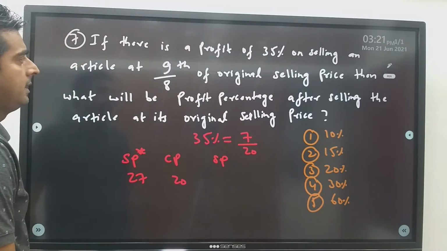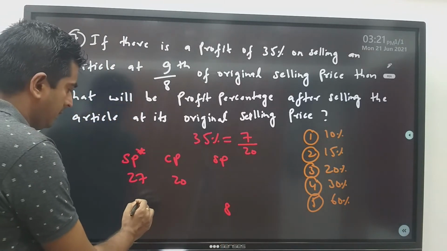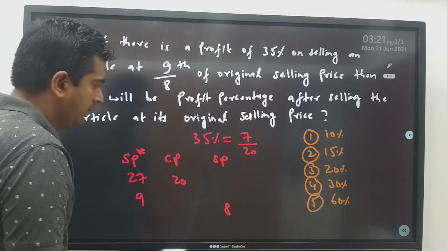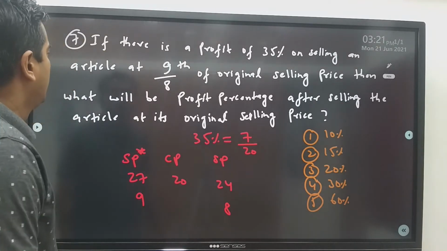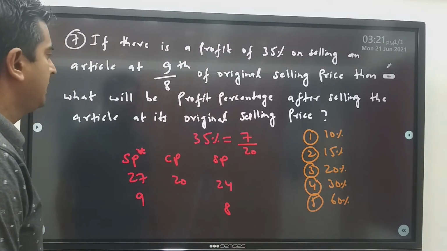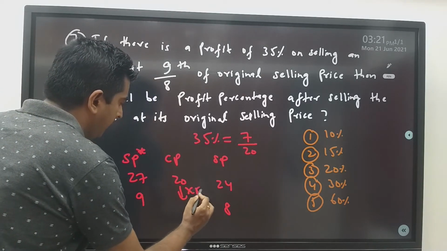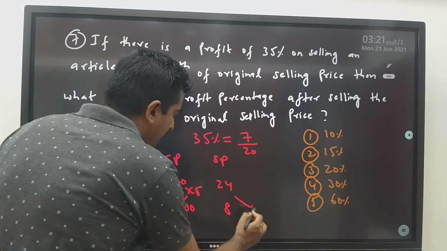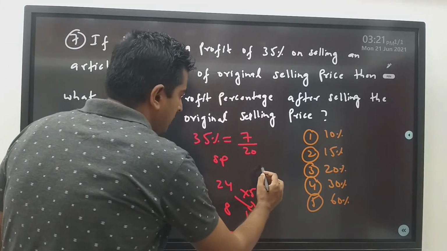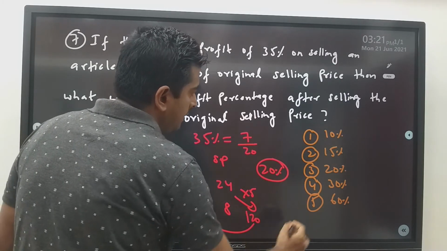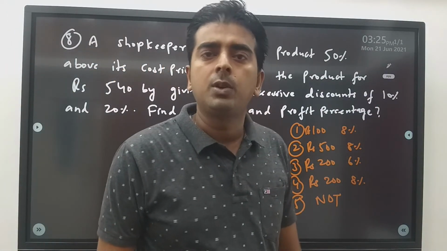Right? So 9 by 8, if this is 8, this will be 9. This is my original selling price. 9 parts is 27, so 8 parts is how much? 24. Then what will be the profit percentage after selling the article at the original selling price? If you multiply this one by 5, this will be 100. If you multiply this one by 5, this will be 120. How much profit is there? 20%. So my answer is the third option, which is 20%. I hope you are clear with the previous question. Now we'll see the next one.